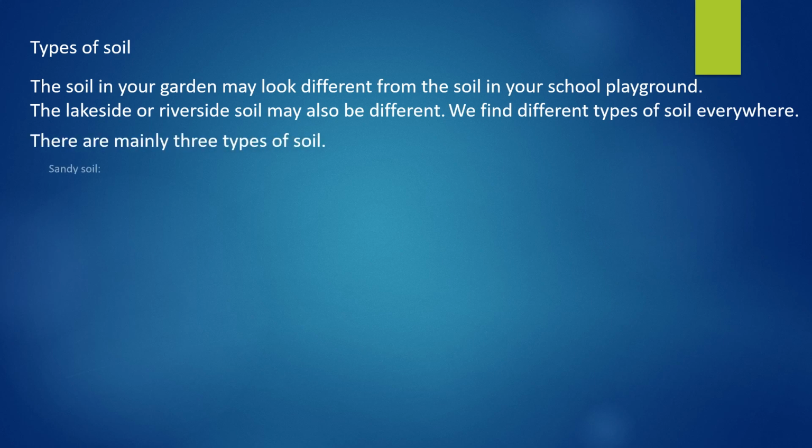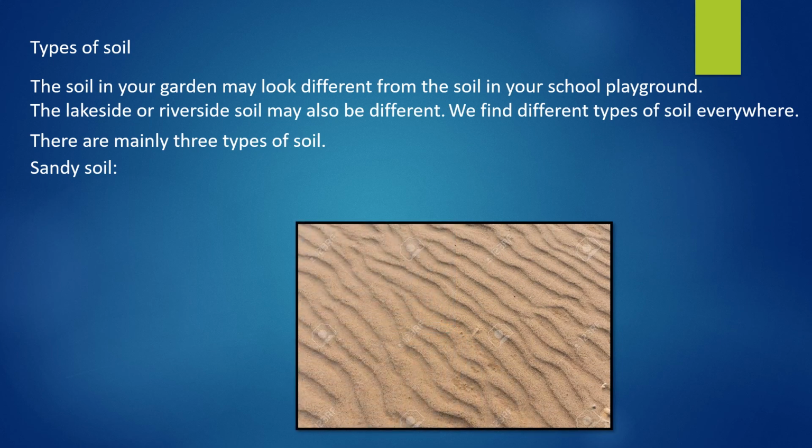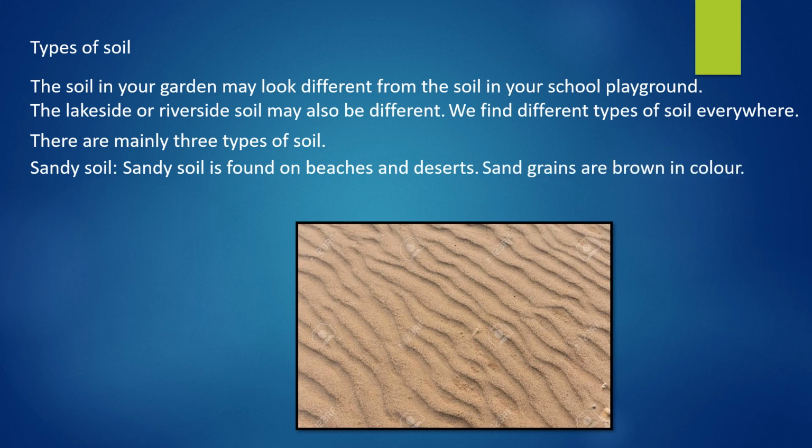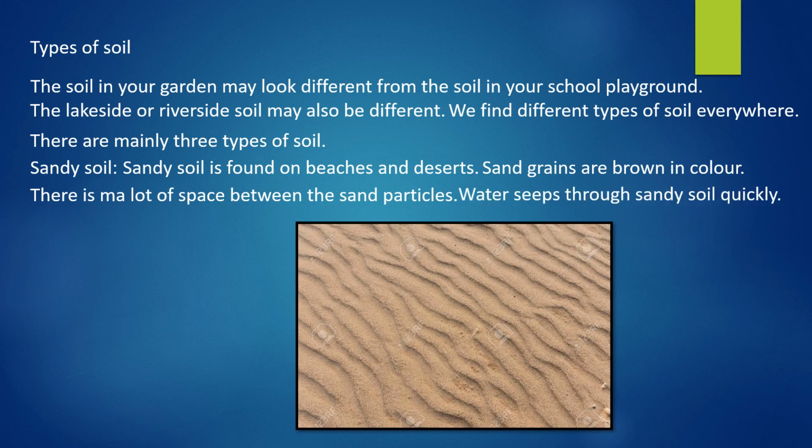There are mainly three types of soil. Sandy soil. Mostly we find this type of soil in desert areas. Sandy soil is found on beaches or deserts. Sand grains, the small particles, are brown in color. There is a lot of space between the sand particles. Water seeps through sandy soil quickly. It cannot absorb water. It seeps very fast from the soil. These spaces also contain air.